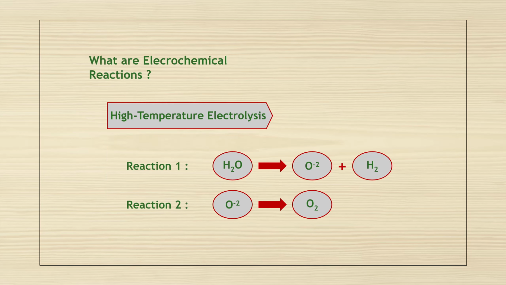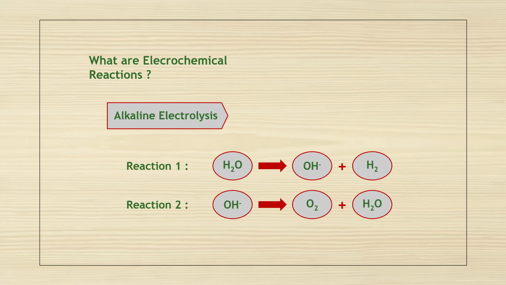For example, in high-temperature electrolysis, in the first step, water vapor splits into oxygen ions and hydrogen, and in the second step, oxygen ions convert into oxygen. In PEM electrolysis, in the first step, water splits into hydrogen ions and oxygen, and in the second step, the hydrogen ions convert into hydrogen. In alkaline electrolysis, in the first step, water splits into hydroxide ions and hydrogen, and in the second step, hydroxide ions convert into oxygen and water.